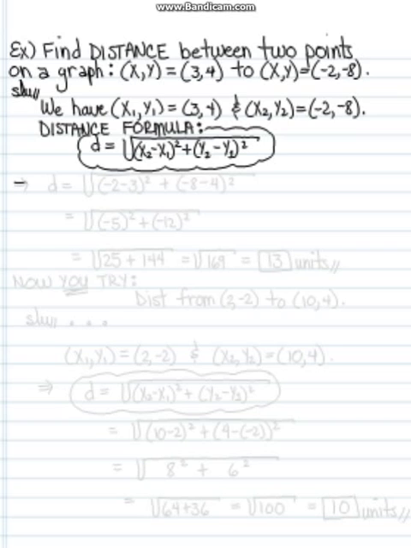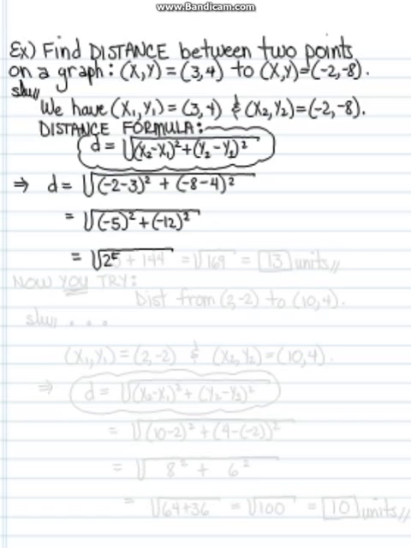So memorize that formula. Let's go ahead and plug our values in for x sub 1, x sub 2, y sub 1, y sub 2. It gives us d equals the square root of parenthesis -2 minus 3 squared plus parenthesis -8 minus 4 squared. That's the second y value minus the first y value. So we have the square root of parenthesis -5 squared plus parenthesis -12 squared.